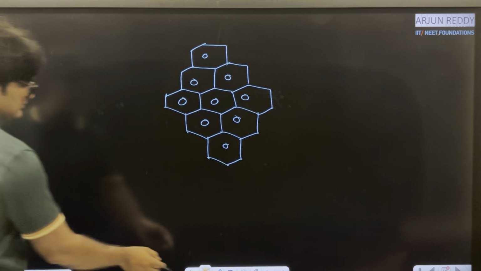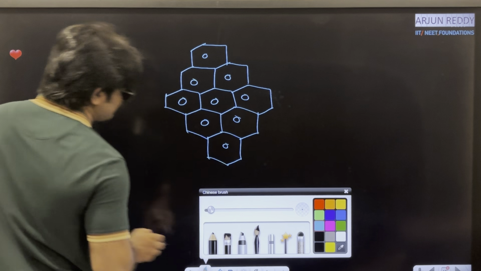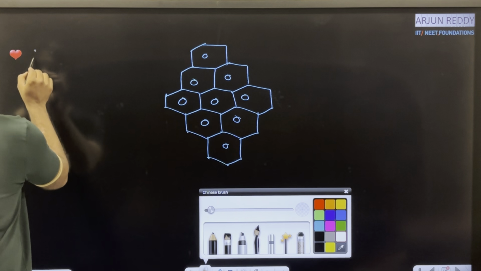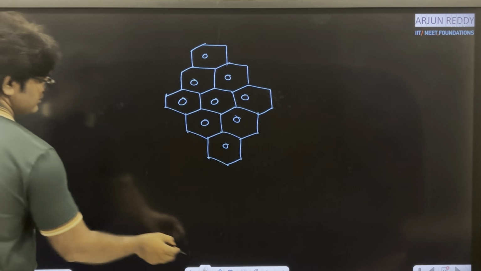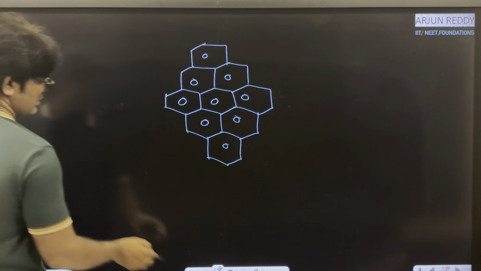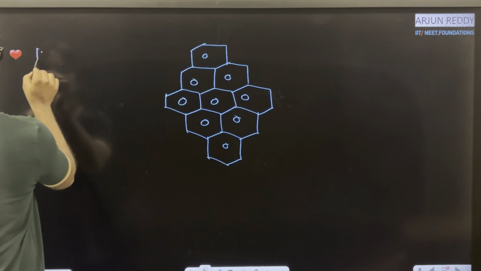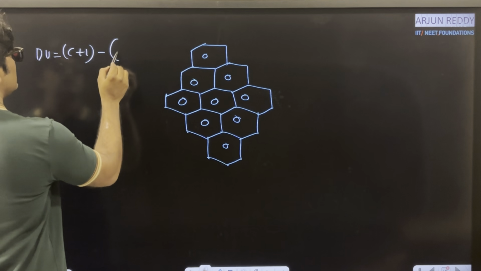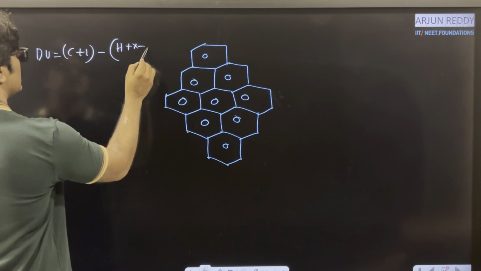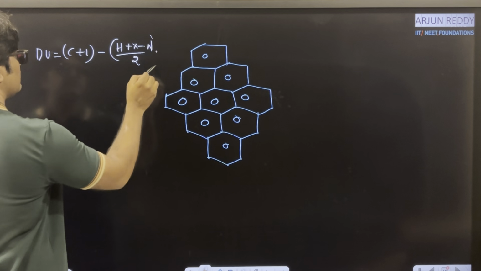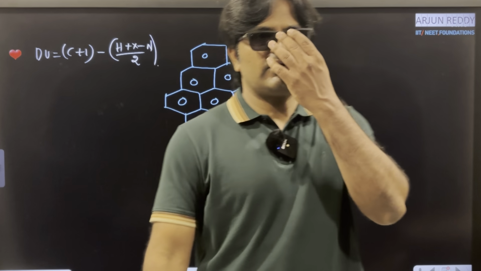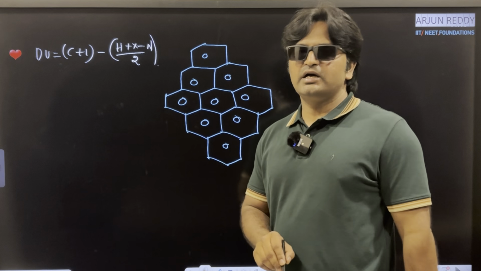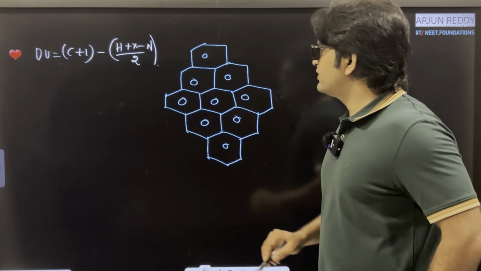Now that is the same as the previous one. What is the formula? Degree of unsaturation, DU, equals the number of carbon atoms plus 1 minus the number of hydrogen plus halogen minus the number of nitrogen, divided by 2. Okay, that is the formula. Then this compound contains a total of 30 carbon atoms. How to count the number of carbon atoms?